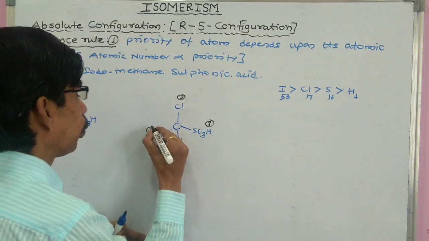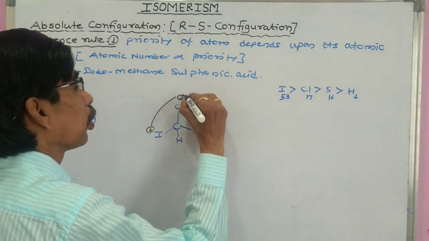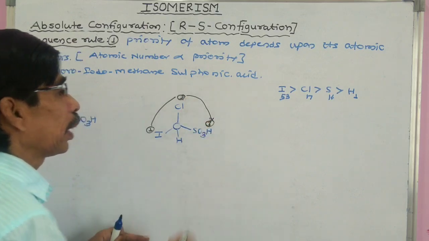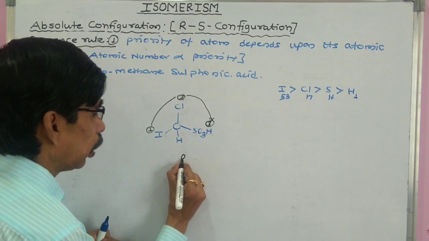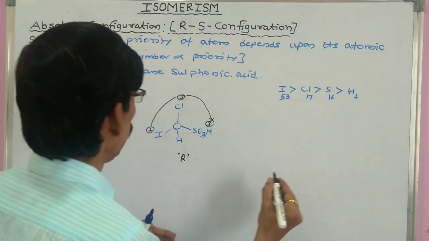So we can travel from first to second, second to third. So this rotation is in the clockwise direction. Therefore, this configuration is R.